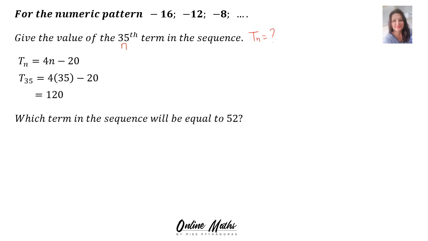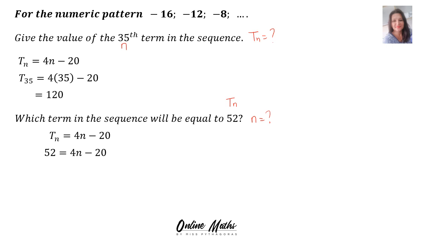Next question. Which term in the sequence will be equal to 52? So what does this mean? Tn is 52 and the question is n, which term's value is equal to 52? Into the general term formula, Tn is equal to 4n minus 20, in Tn's place, we substitute: 52 is equal to 4n minus 20.